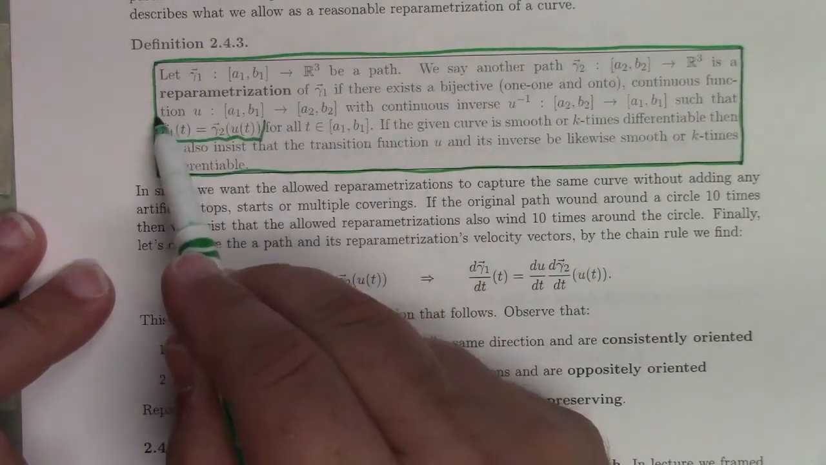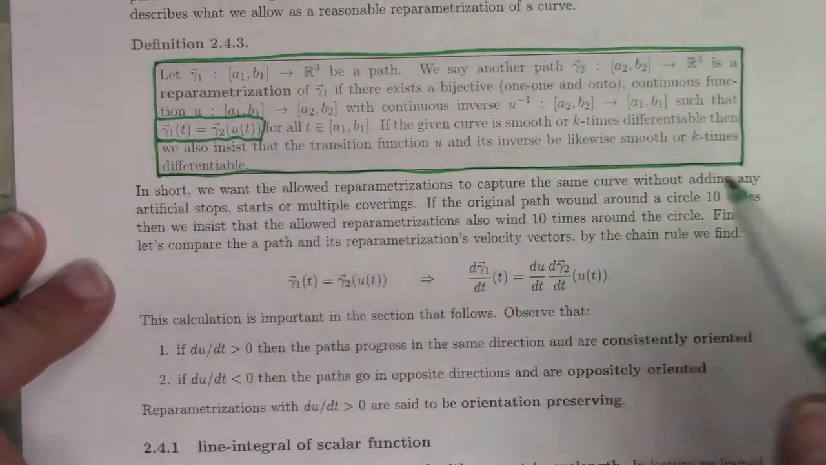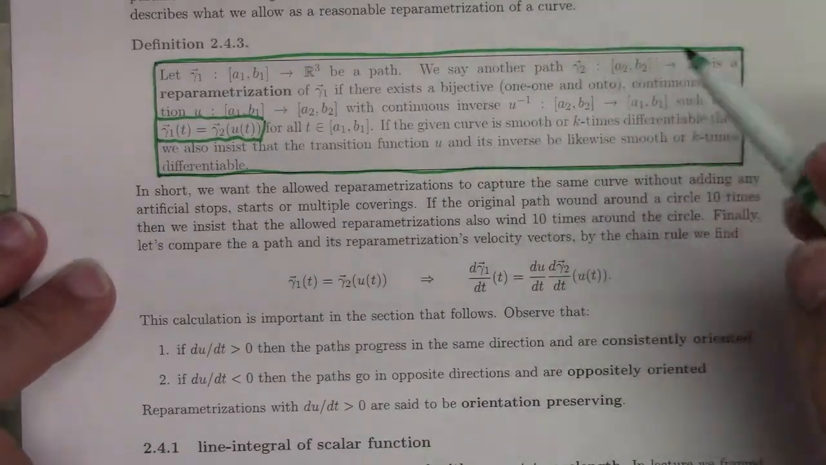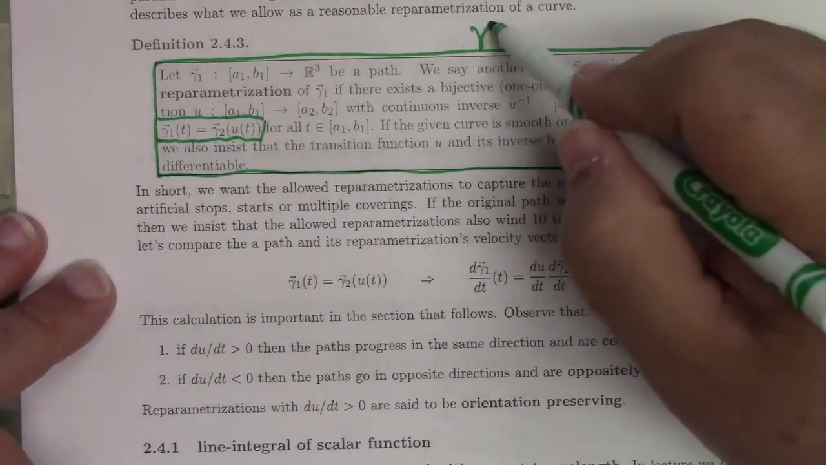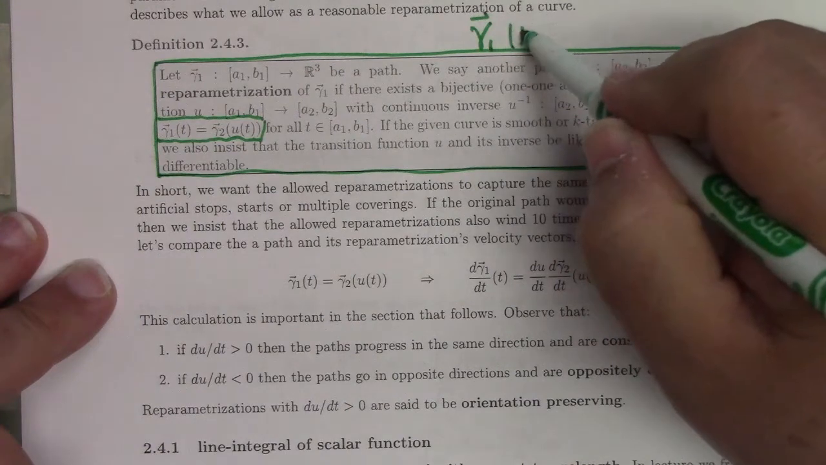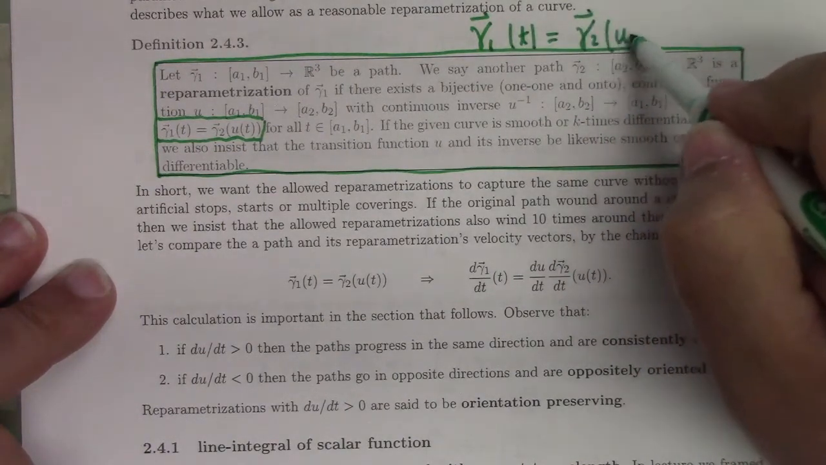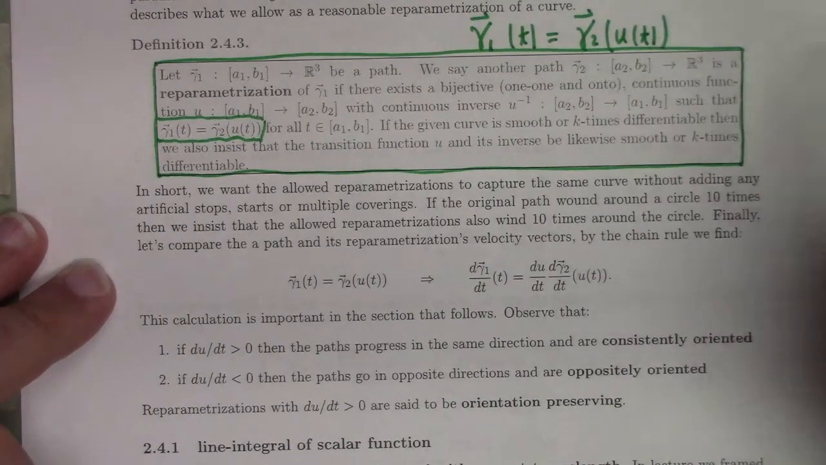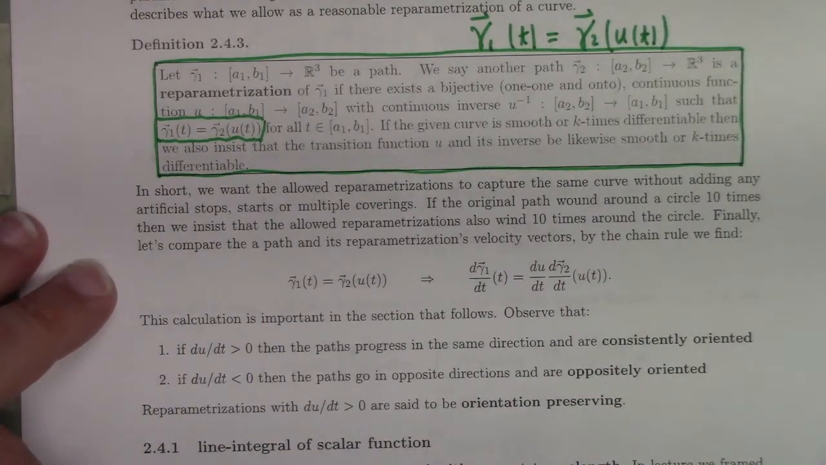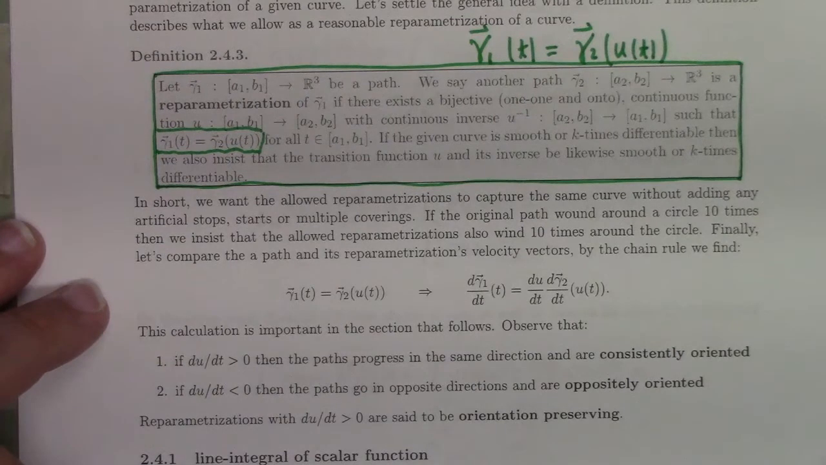So if I plug in, I'll try it again here. So it says gamma 1 of time t is also given by gamma 2 evaluated at u of t. So they're connected in this way. We looked at this idea already when we looked at the reparameterization with respect to arc length. This is just generalizing that.